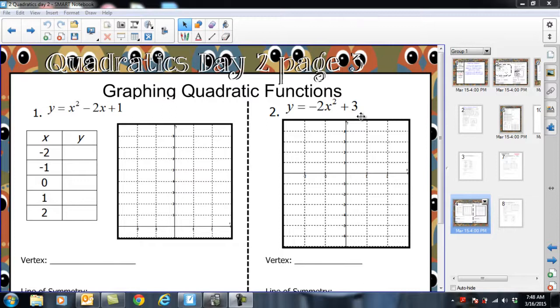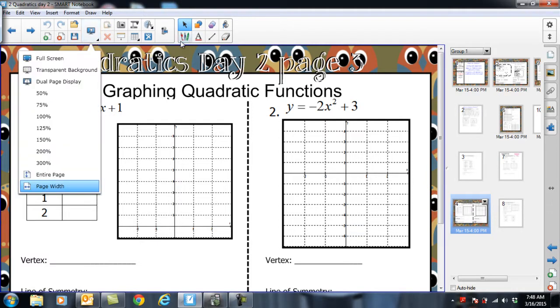Well, hey there, kiddos. We're going to continue with our discussion on quadratics. So you need your foldable out that we started today. We're going to go to page 3, and we're going to keep talking about all the things that we were talking about today. So the first thing we're going to do is talk about how to graph a quadratic.